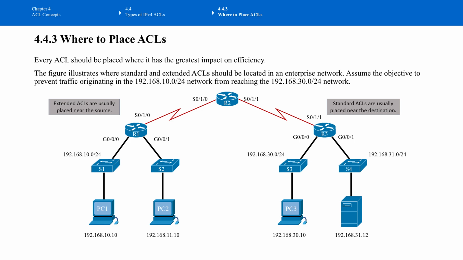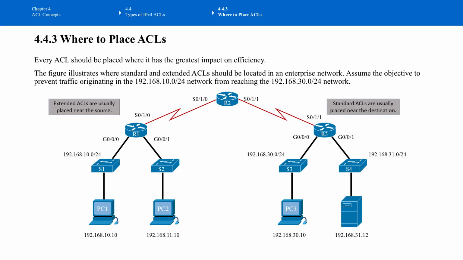This figure shows the recommended placement of standard and extended ACLs. The objective is to prevent traffic from 192.168.10.0/24 from reaching 192.168.30.0/24. So for PC1, the 192.168.10.0/24 is the source network. For PC3, 192.168.30.0/24 is the destination network. The traffic travels from R1 to R2 and goes to R3.